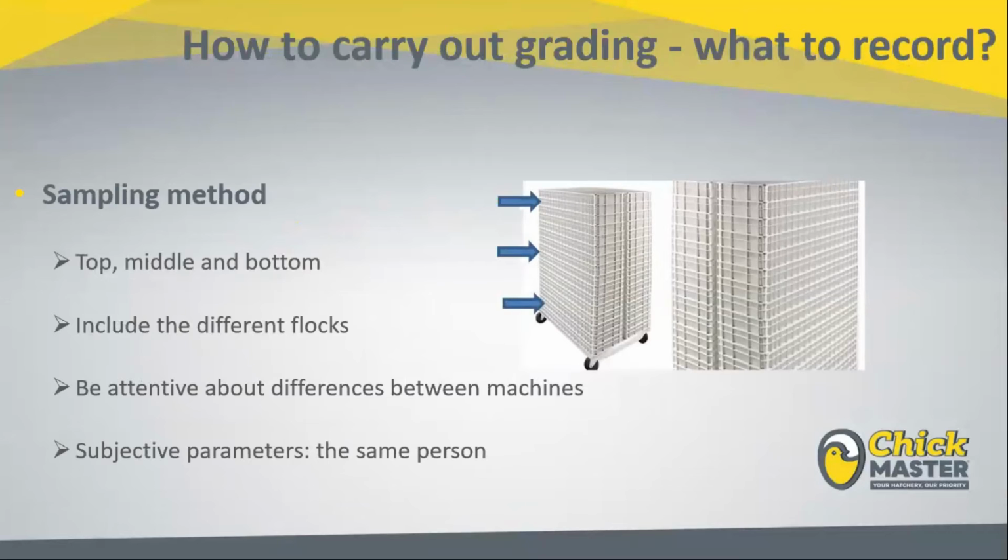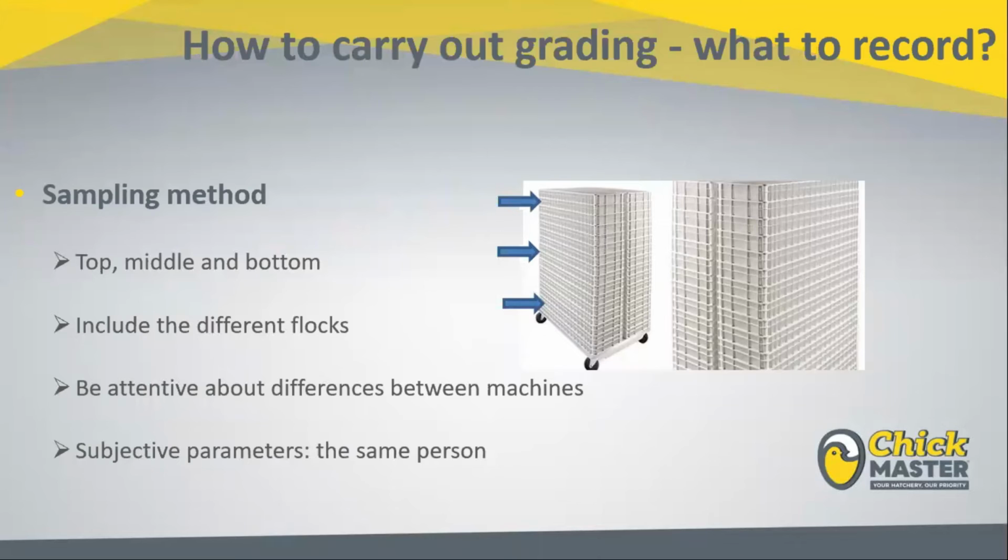To have useful results after the monitoring of our chick quality, we need to respect some conditions on the sampling. Chicks should be sampled from different places on the trolley: from the top, the middle, and the bottom. It's better to avoid the first and the last box. We should include different flocks. We should be attentive about differences between machines.